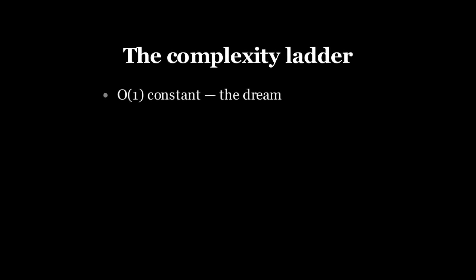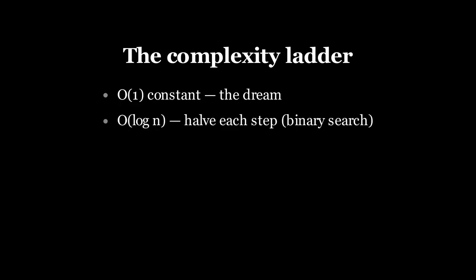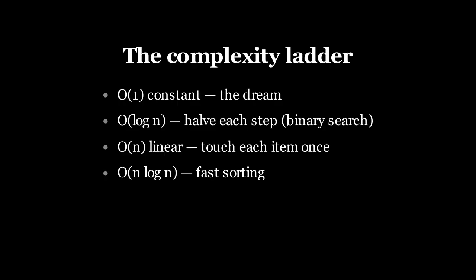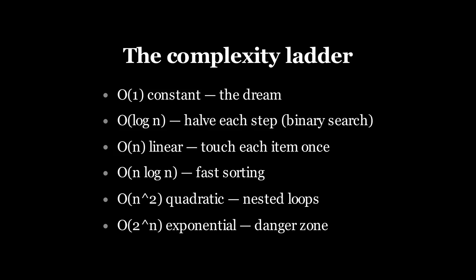Here are the classes you'll meet, fastest to slowest. O of 1, constant, the dream, same cost no matter the size. O of log n, logarithmic, halve the problem each step, like binary search. O of n, linear, touch every item once. O of n log n, the best general sorting. O of n squared, nested loops. And O of 2 to the n, exponential, the danger zone.